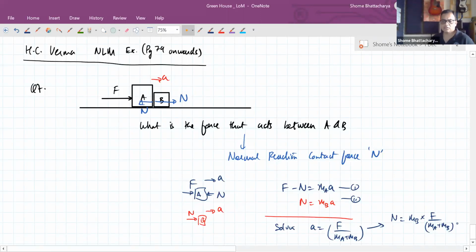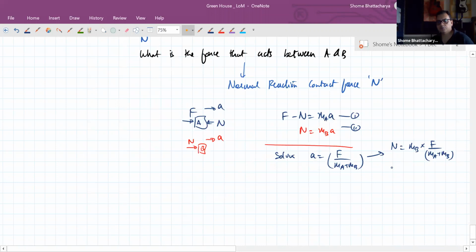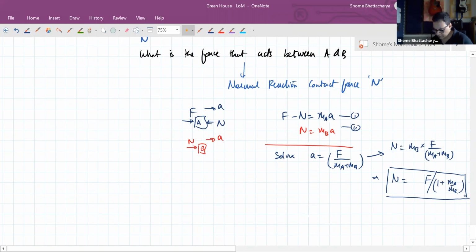Oh, I think there is a slight misprint. In the answer, there should be a division sign. Instead of F into that factor, the correct answer is F divided by 1 plus m_A by m_B. So that division sign is missing. Just make a correction there.